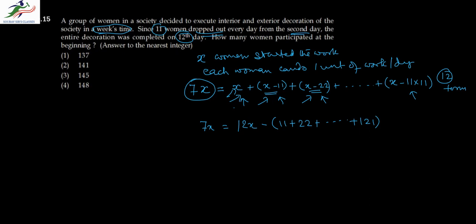So you can see this is 11 into 1, 11 into 2, and this is 11 into 11. So there are 11 terms in this series. This is also an AP series, as you can see. First term being 11, and the last term is 121, and there are 11 terms. So the sum of this series would be 11 terms.